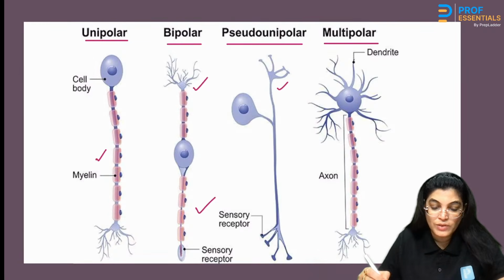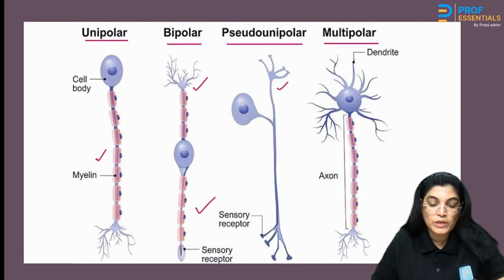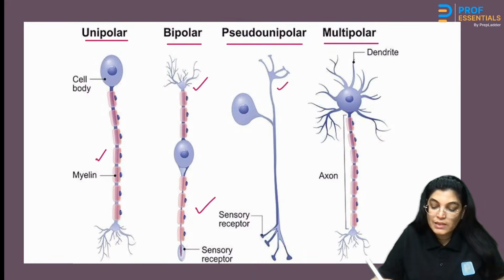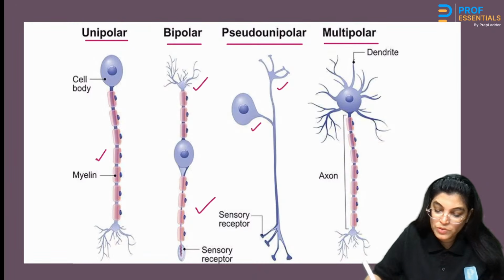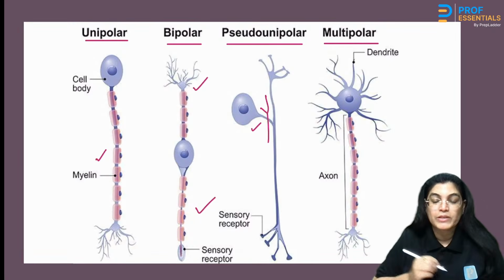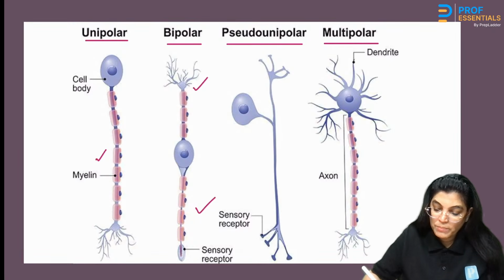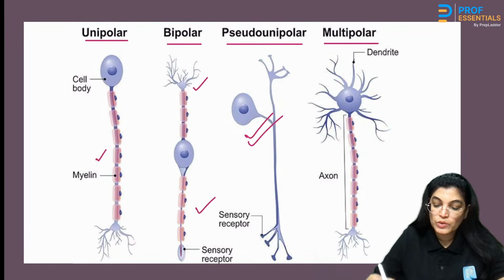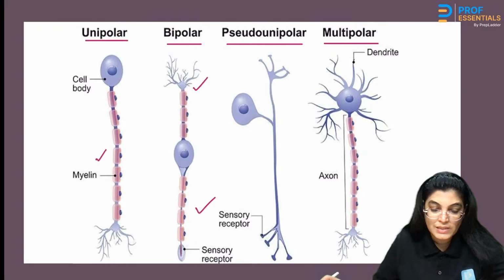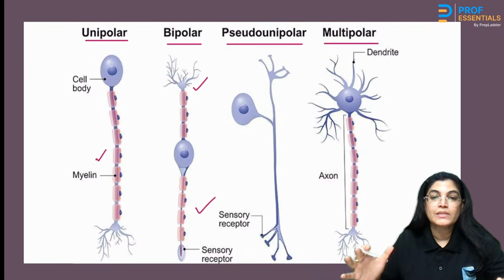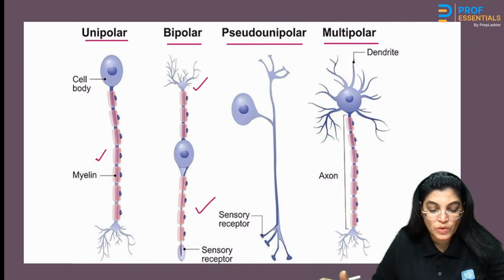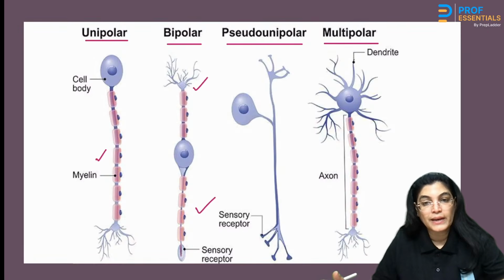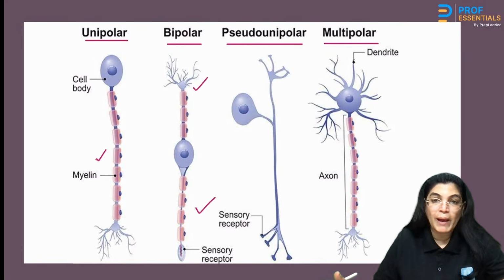Pseudo unipolar, as you can see, this is false unipolar as it is having a single process, and this single process is bifurcating. Can you see here? This single process is again bifurcating as in this image. This kind of neuron is called pseudo unipolar neurons. So which type of neuron is this? This is pseudo unipolar neurons. Example is dorsal root ganglia of the spinal nerves.